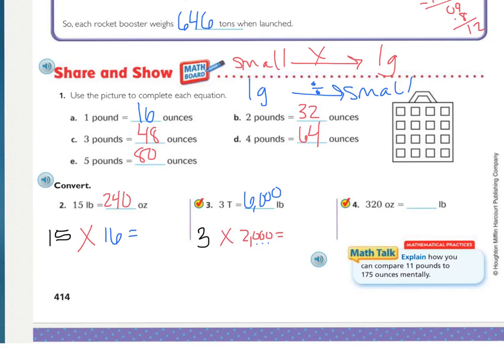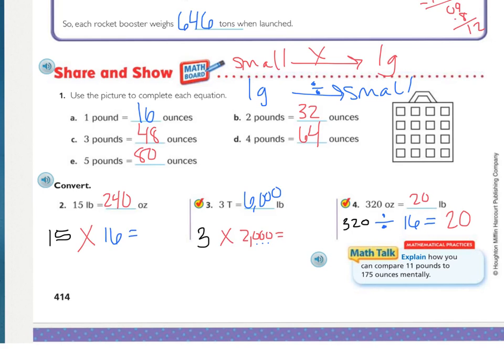Okay, and number 4, 320 ounces equals how many pounds? So now we're going from a smaller unit, from 320 ounces to pounds. Smaller to larger means that we're going to be dividing. How many ounces are in a pound? There are 16. 320 divided by 16. You can do all of your long division, and your answer should be 20 pounds.